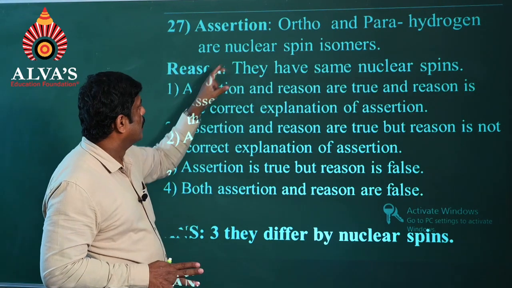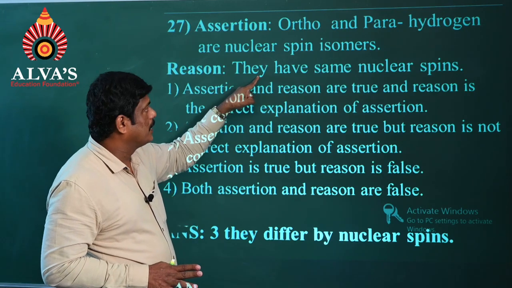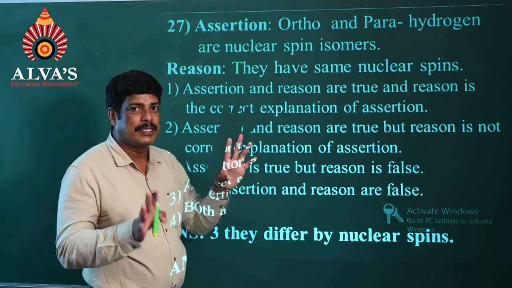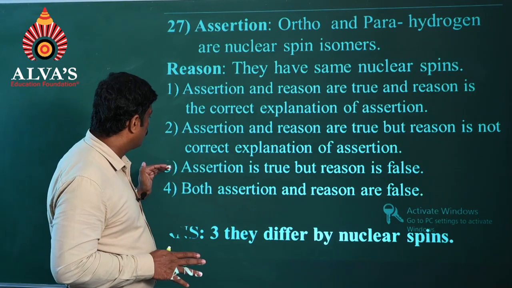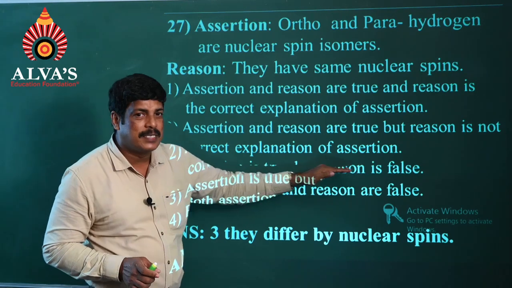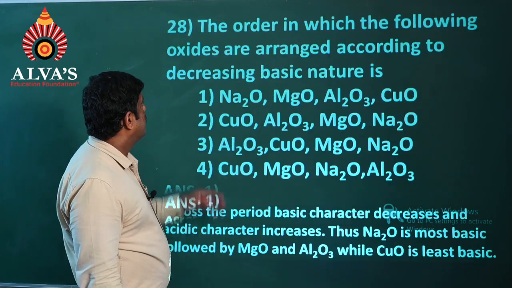It is wrong actually. Same nuclear spin is not there. Ortho, they have the same, whereas para, they do not have the same nuclear spin. Hence, we can go for the option, that is the third one. Assertion is true, but the reason is false. Let's go for the 28th question.